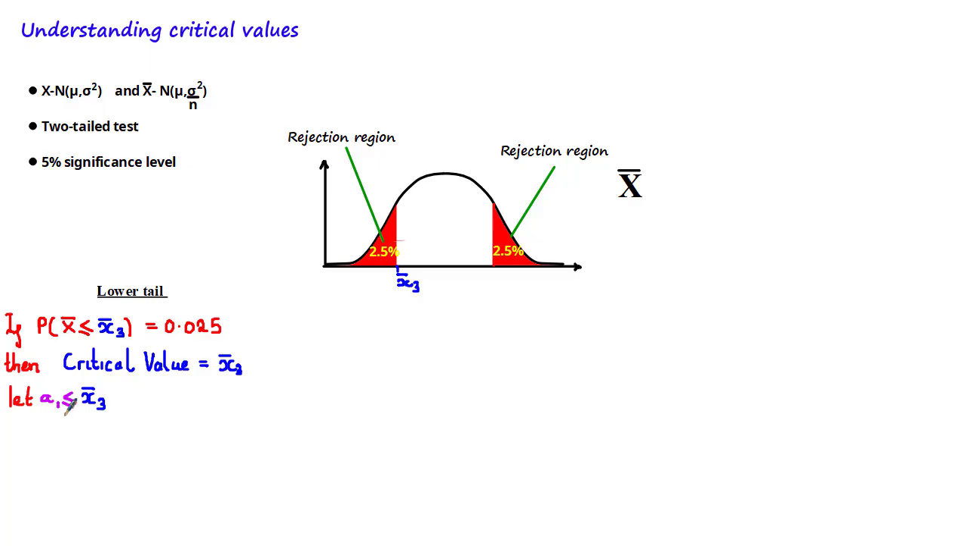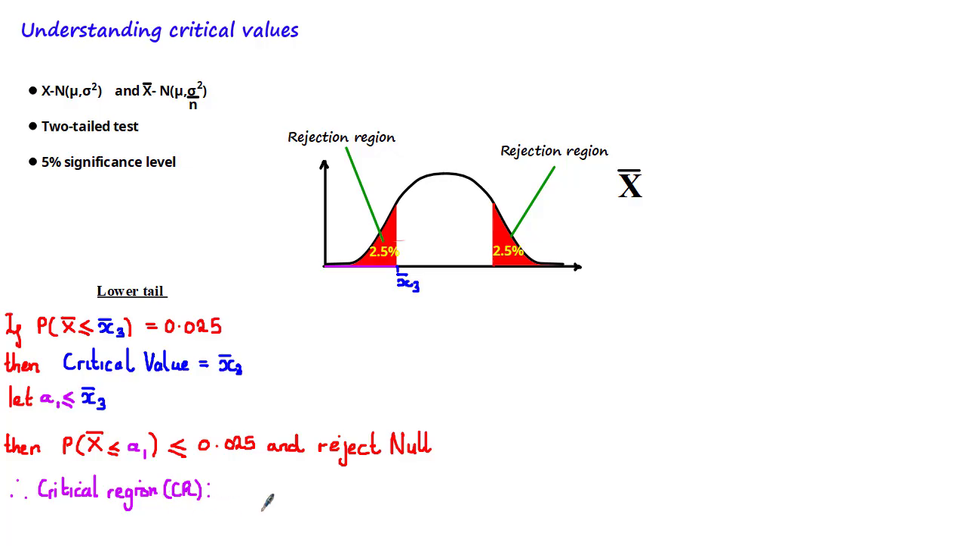Now if we let a sub 1 be some value which is less than or equal to x bar sub 3, which could be any value along this purple line, then the probability of getting observed values less than or equal to a sub 1 must be less than or equal to 0.025, and this would cause us to reject the null hypothesis. And so the critical region would be defined as the set of observed values that are less than or equal to x bar sub 3, the critical value on the lower tail.